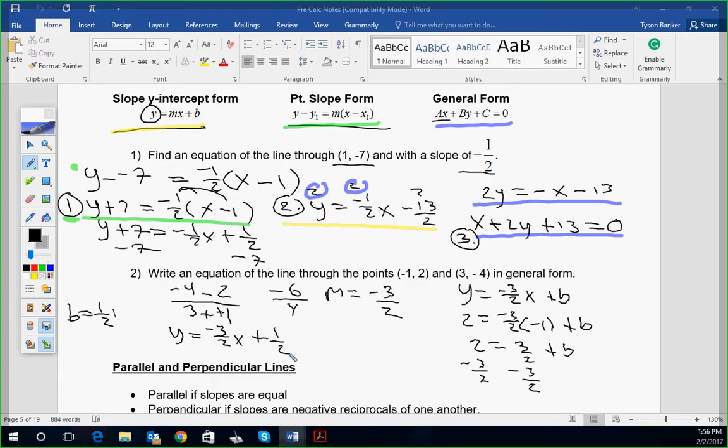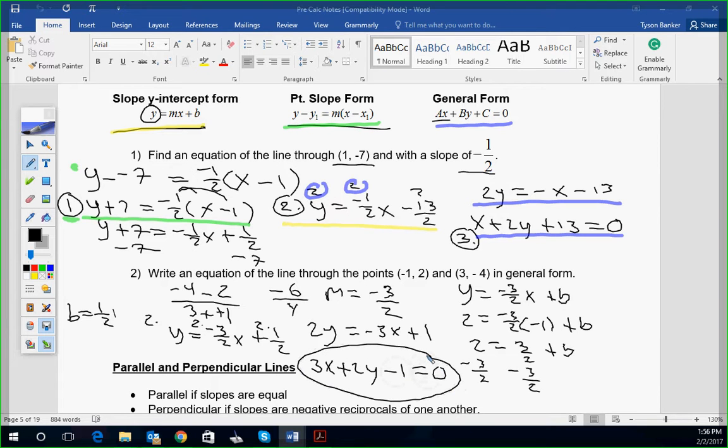If I want a general form, what move do we want to do again? Multiply everything by 2, right? We're all over 2. We don't want fractions for general form. So we're going to go 2, 2, 2. So I get 2y equals -3x plus 1. And we're going to move everything to the left, and we'll be done. Add the 3x, minus the 1. I'll stop for a second here so you guys can ask questions if you have some. So here is our general form. Okay. Any questions? Got anything, Jared? You all right? Good? Okay.